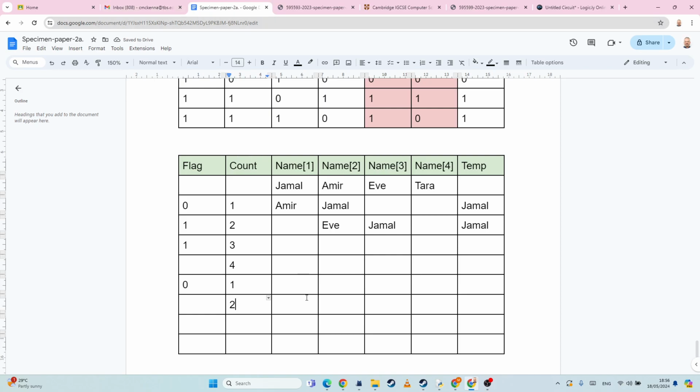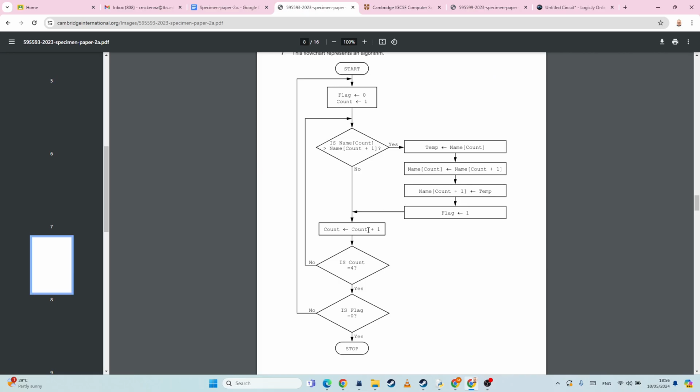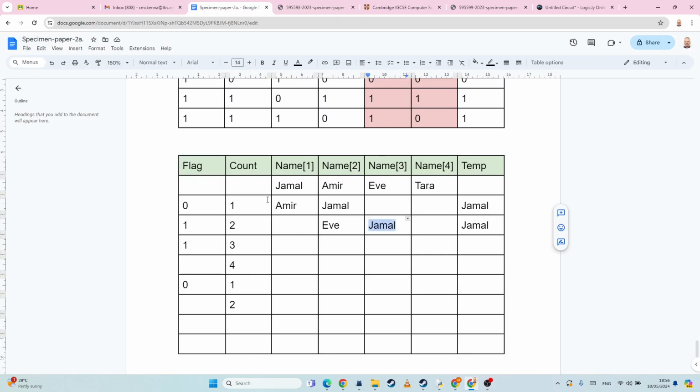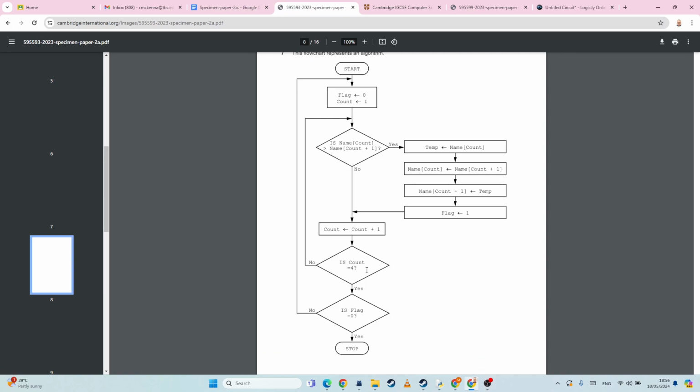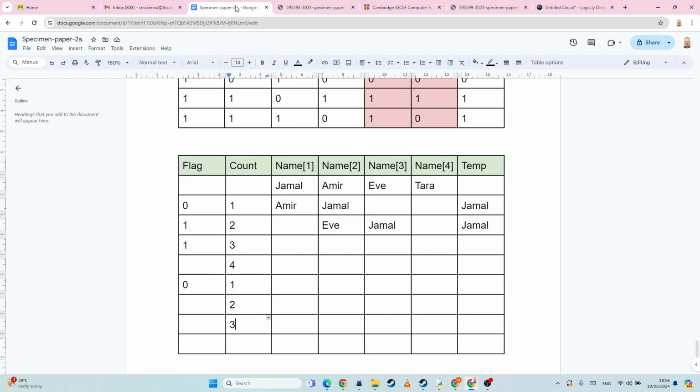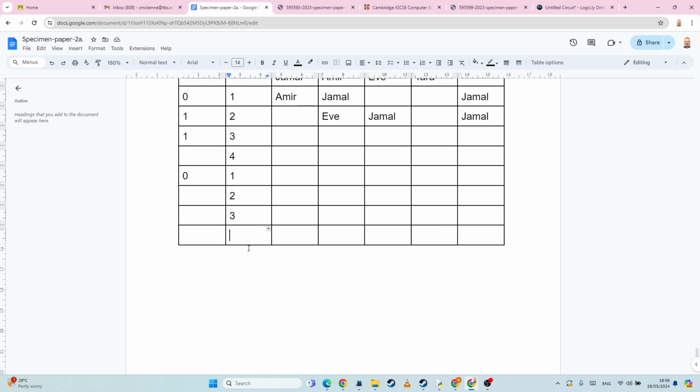So we keep going. Is name 2, Eve, bigger than Jamal? No, it's not. So we add 1 to the count. Is the flag 0? Is the count 4? Nope. So we go back again. So 3. So is Jamal bigger than Tara? And again, we compared that last time around, so we know that it's not. So the count goes up to 4.